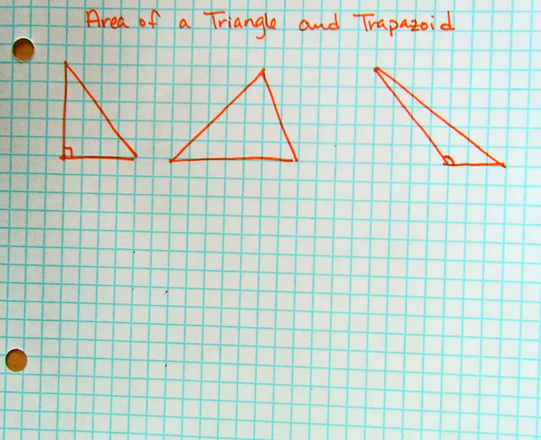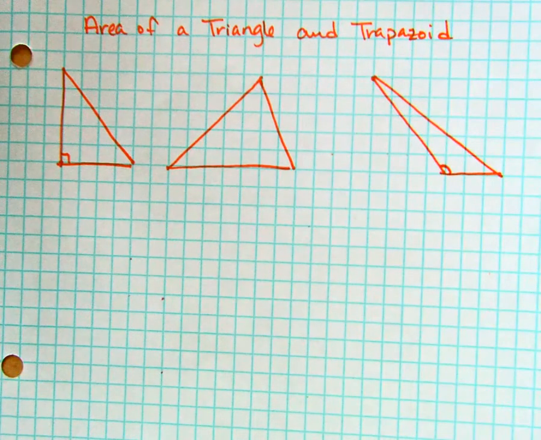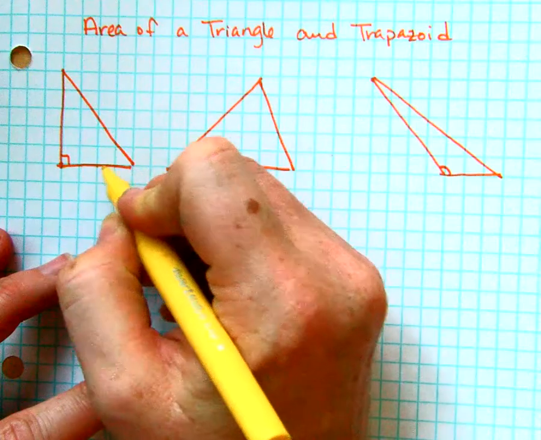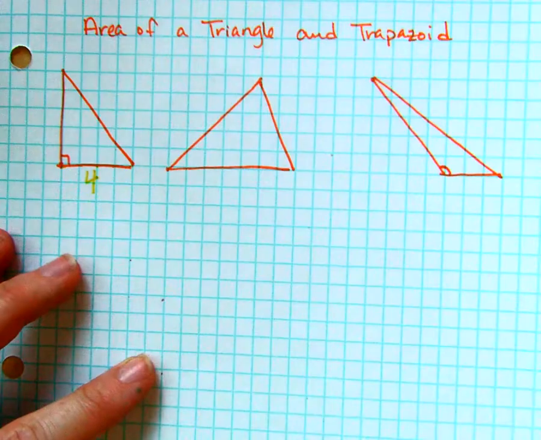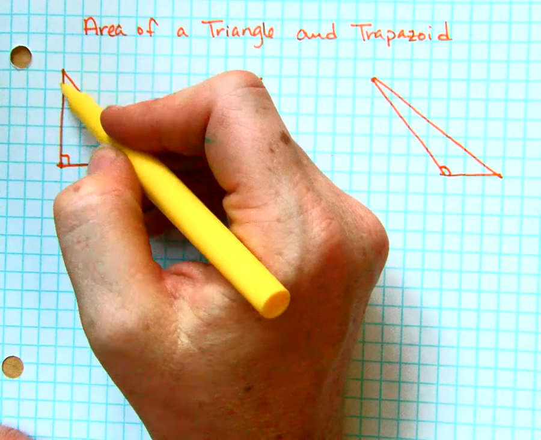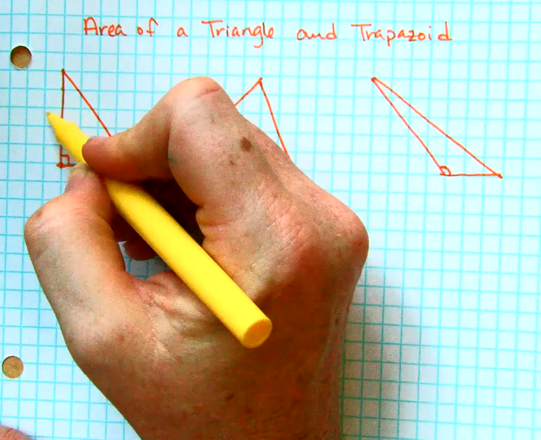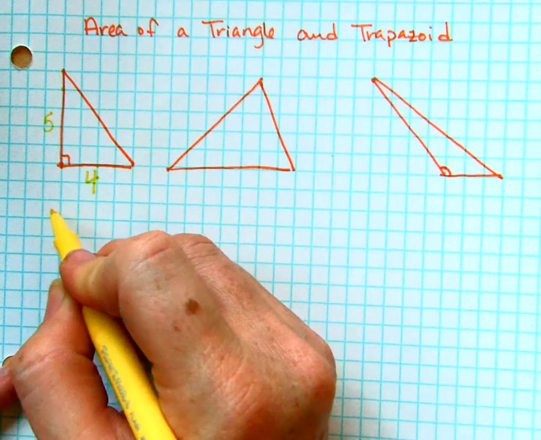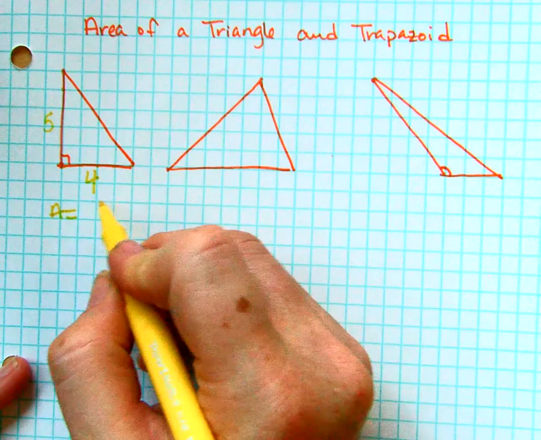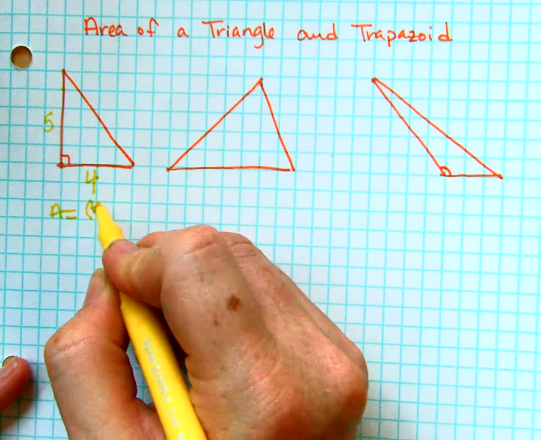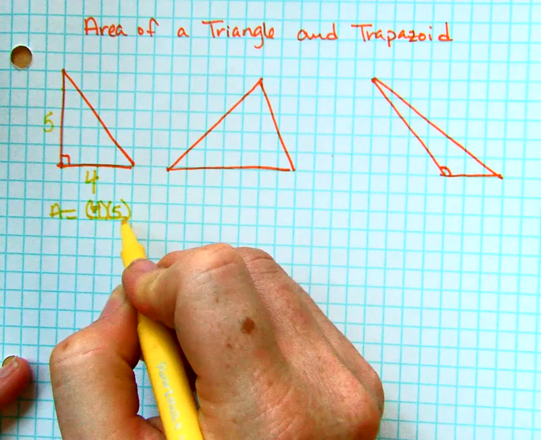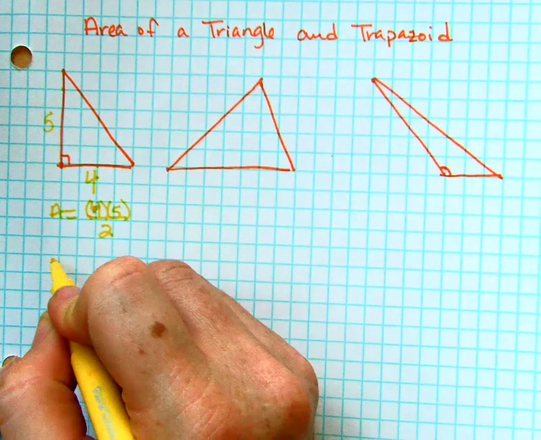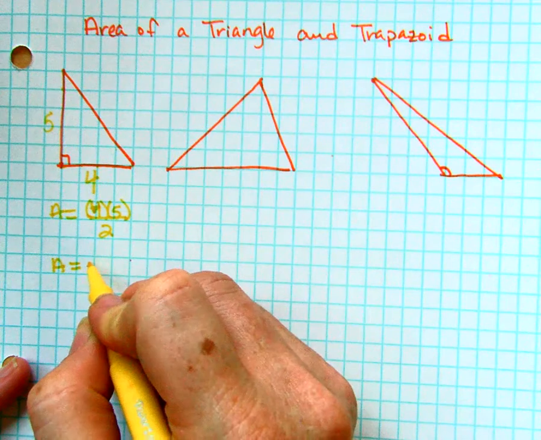So if I look at this first one, you can probably tell me that you know the base is 1, 2, 3, 4. You know the base is 4. And that you know the height is 1, 2, 3, 4, 5. And you probably could even tell me that the area is base times height divided by 2. And that would be 20 in the numerator divided by 2, giving you an area of 10.